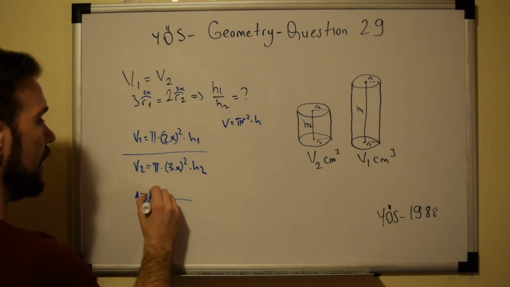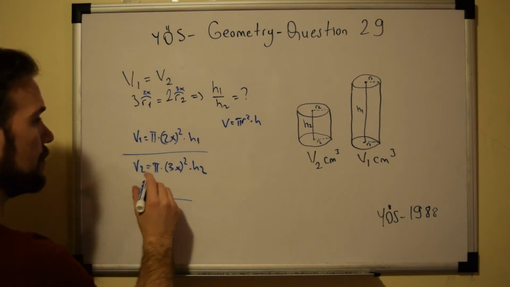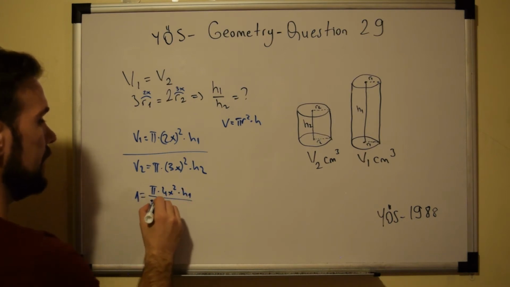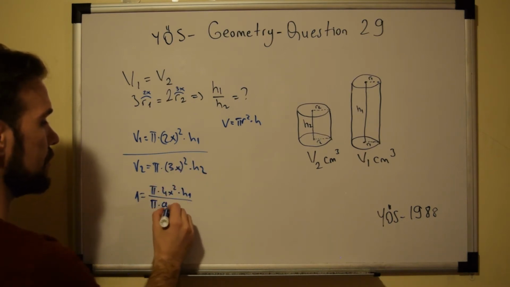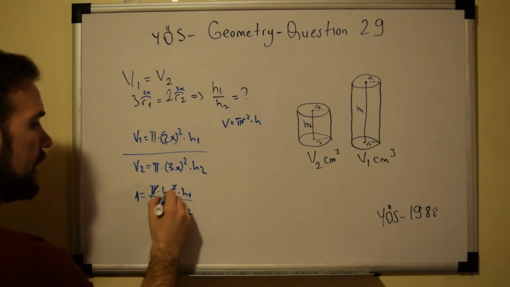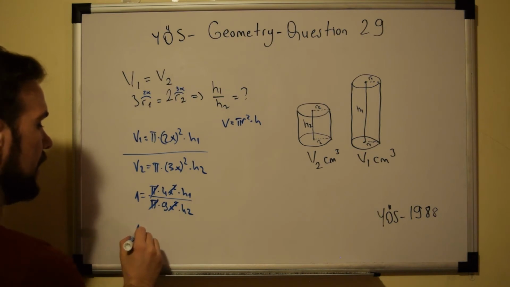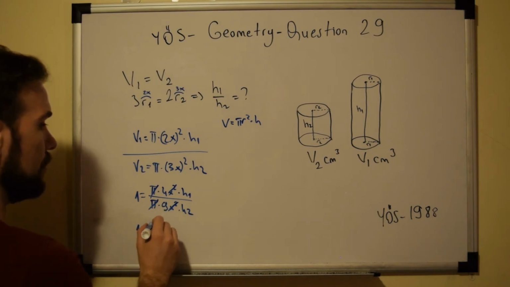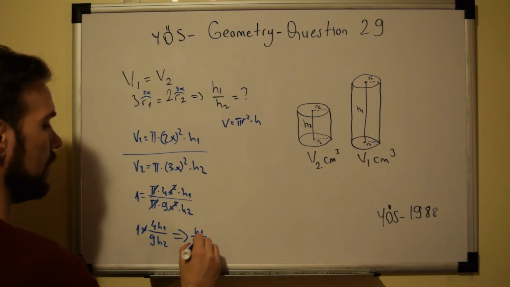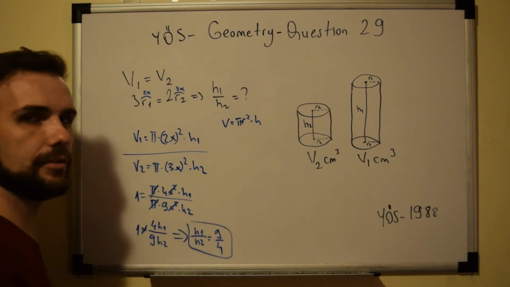So what do we have here? We have P times 2x squared, which is 4x squared, times height 1. We have P times 3x squared, which is 9x squared, times height 2. So the P's cancel each other, and x squared and x squared cancel each other. So what do we have here? We have 1, which is equal to 4 times height 1 over 9 times height 2. And as soon as we cross multiply, we see that height 1 over height 2 is equal to 9 over 4. And this is the right answer for this question.